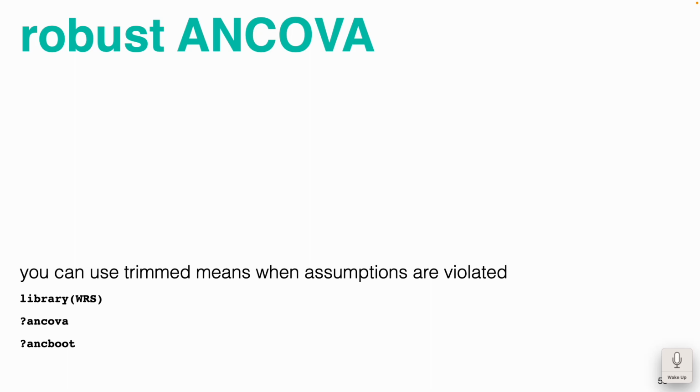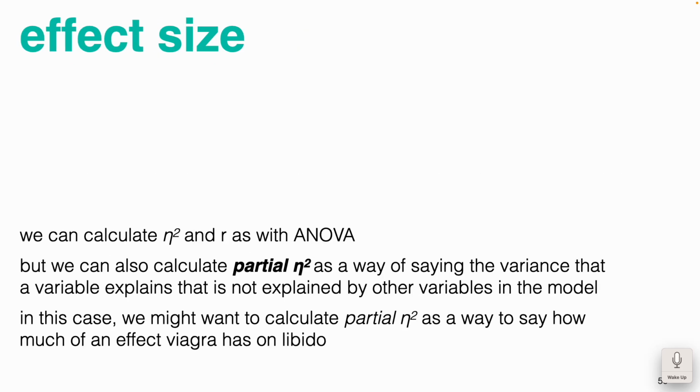So if you have robust ANCOVA, you can use trimmed means when assumptions are violated, and here's how you write it up. Basically, it's the same as ANOVA. You just throw in a predictor variable, same assumptions, and you can calculate eta squared and r as with ANOVA. But when you have multiple predictor variables, there's a different effect size, which is partial eta squared, as a way of saying the variance that a variable explains that is not explained by other variables in the model. So it's kind of like a unique explained variance, and that's a good effect size. In this case, we might want to calculate partial eta squared as a way to say how much of an effect Viagra has on libido. Okay, so you can calculate that.